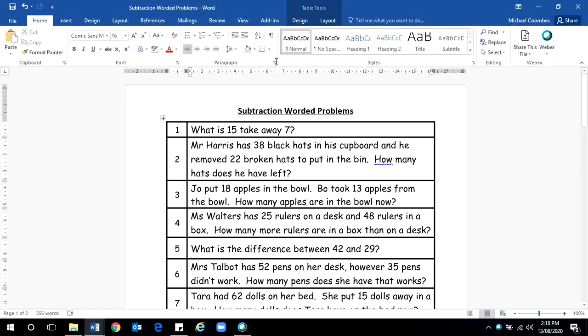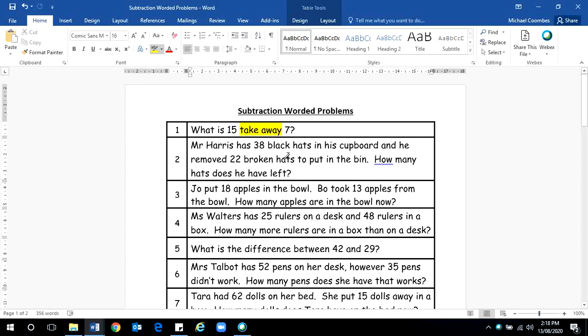This particular section, we made it easy for you. They're all subtraction, but I thought it'd be really important to look at the different language in there to help you remember when you're subtracting what those words mean. Okay, and they all mean subtract. So what is 15 take away 7? The key words there were take away. Okay, so you'd have 15, take away 7.